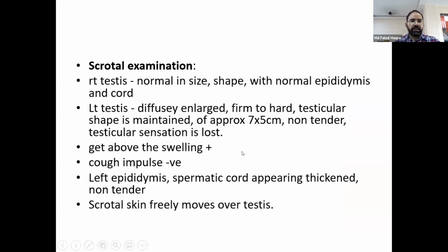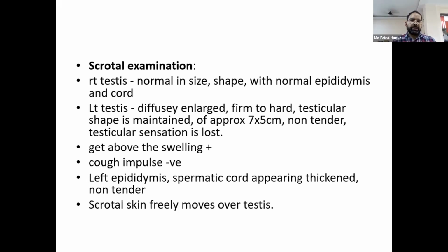Now explain everything which has been explained in this PPT. Please let me know why you are asking all these questions. A left testis which is firm to hard, usually we get a first diagnosis of testicular tumor, and with the added finding that sensations are not present, it all the more proves our point. You can get above the swelling, that means it's a totally scrotal swelling, so an inguinal differential diagnosis we have ruled out. The only thing left is the epididymis and spermatic cord being thickened, which raises the question whether it's a chronic epididymitis or the spermatic cord has been involved with the testicular tumor. That we have to look into.